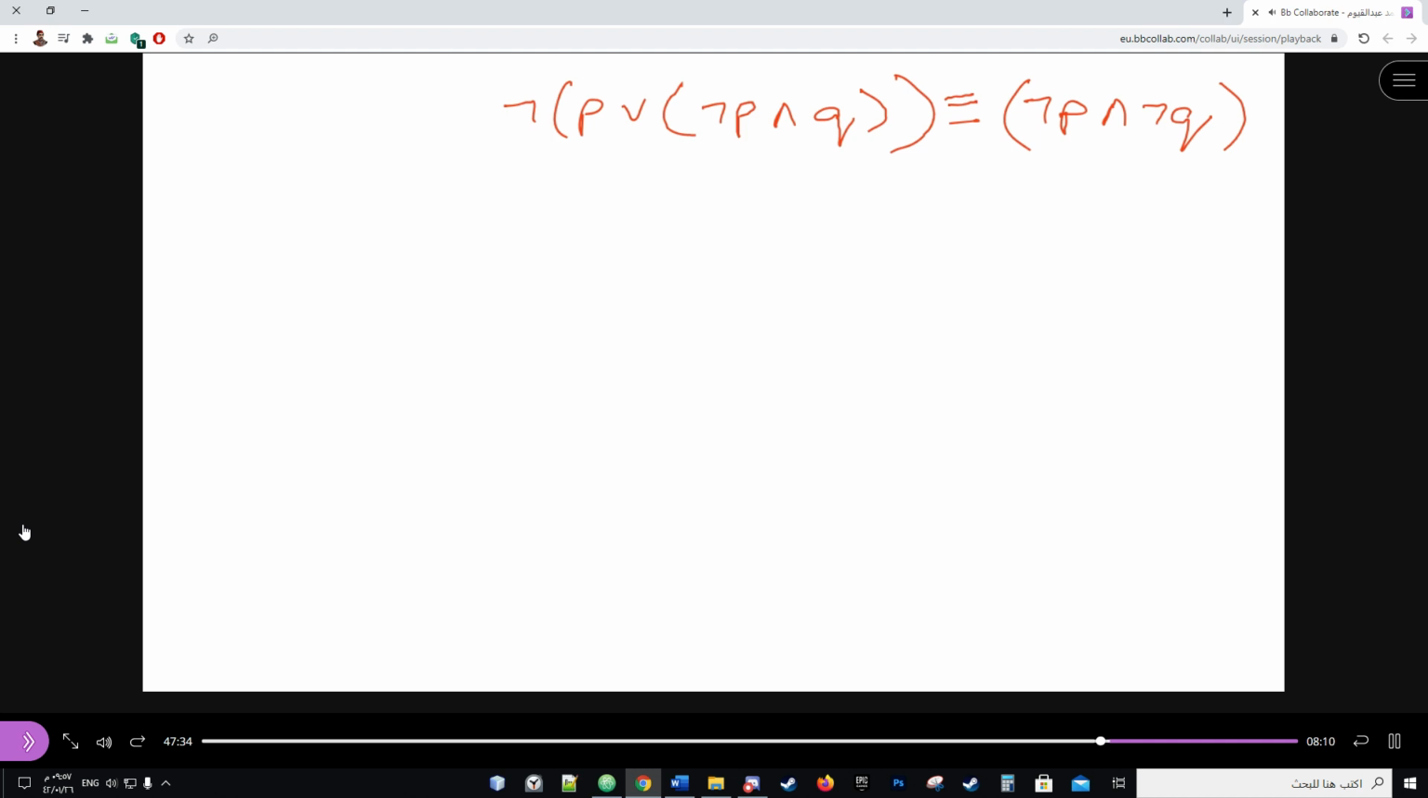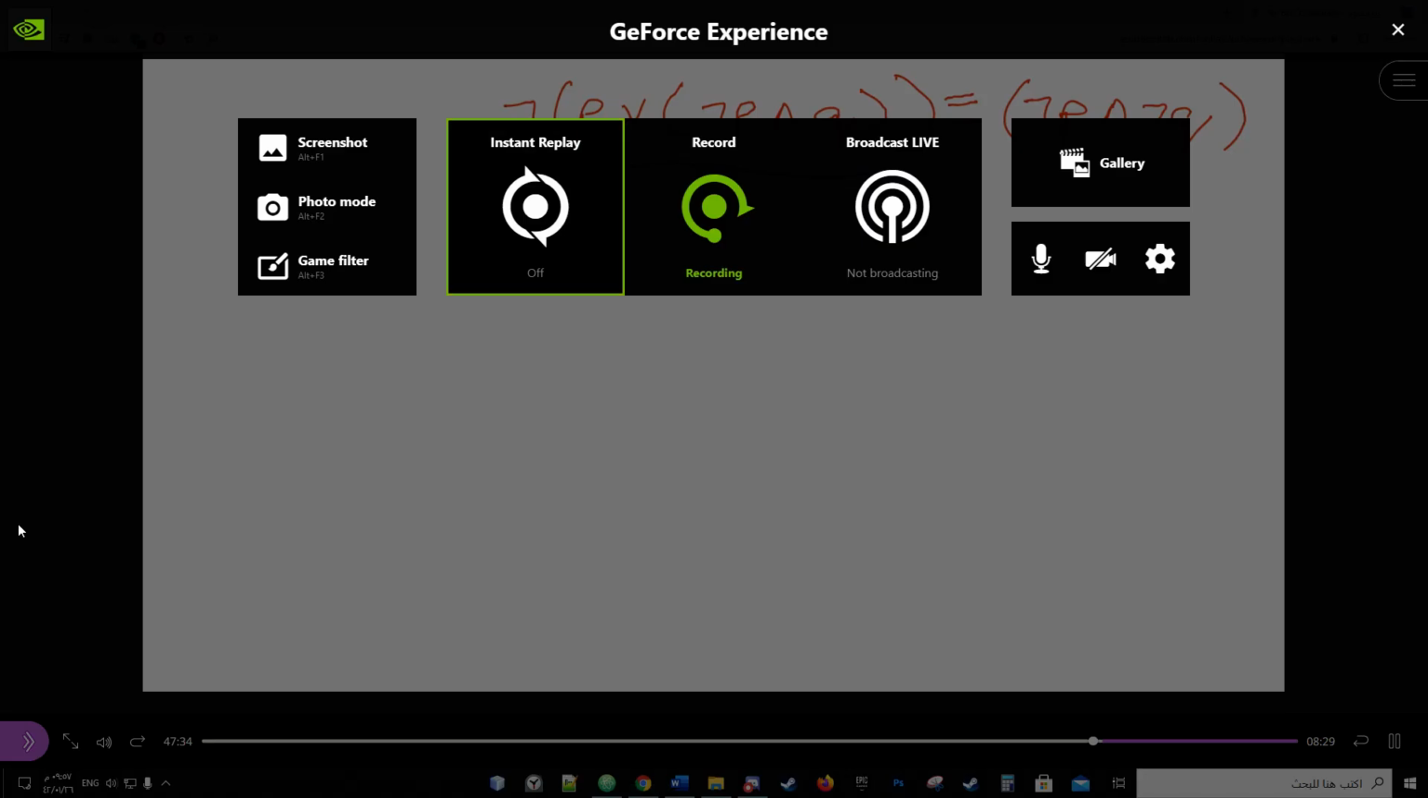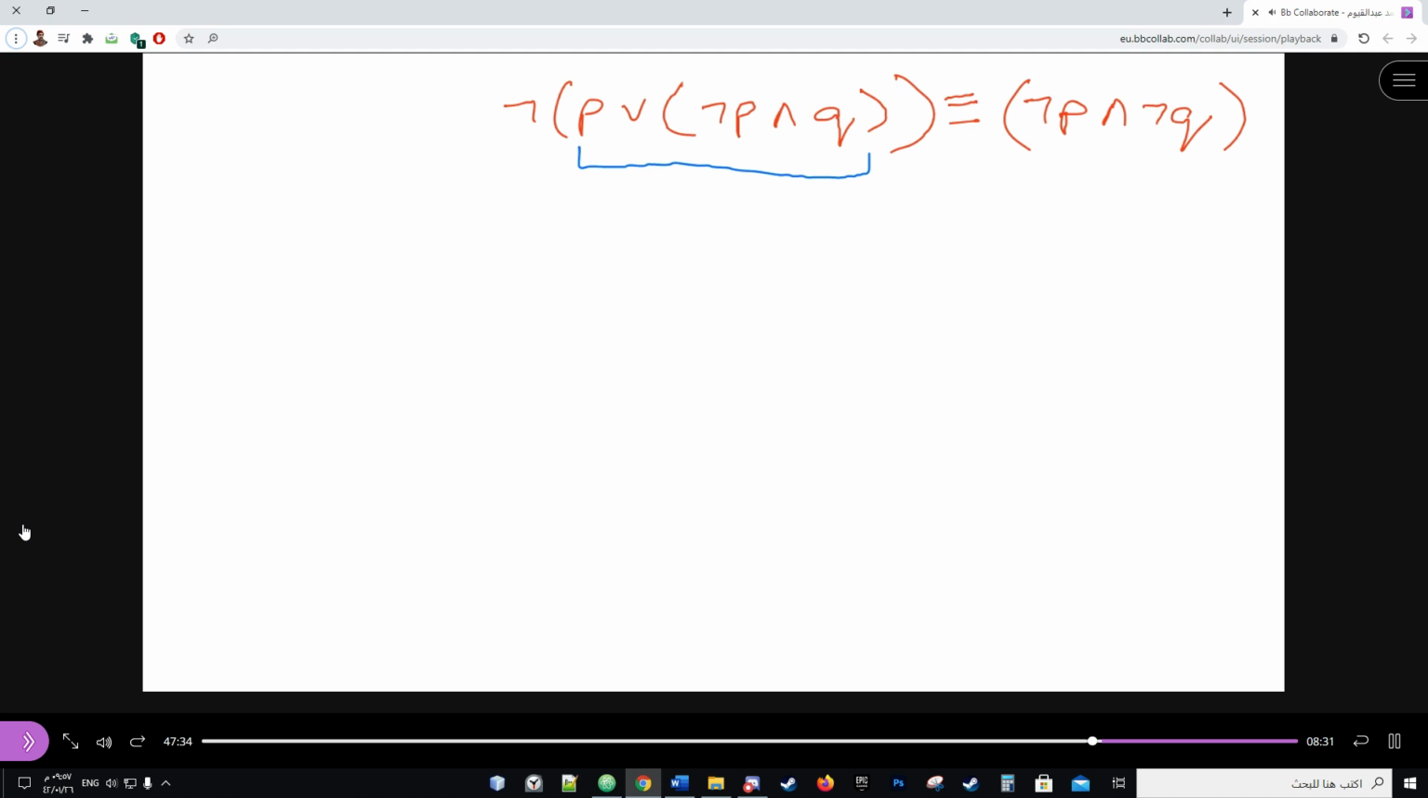Okay, this could have also been done in a different way. Instead of looking at it from the outside, I look at it from the inside. I'll solve the inner portion first. I'll apply the distributive law. So what do I get? I keep the not like it is. So I get (P or not P) and (P or Q).